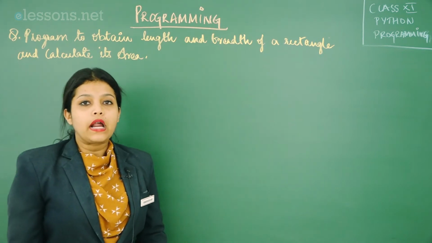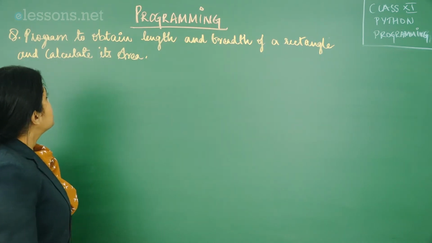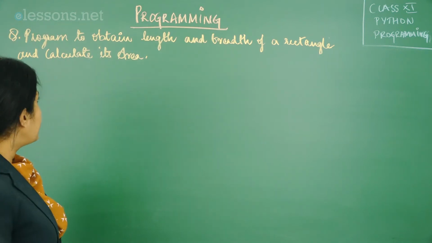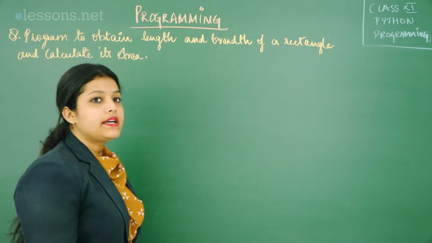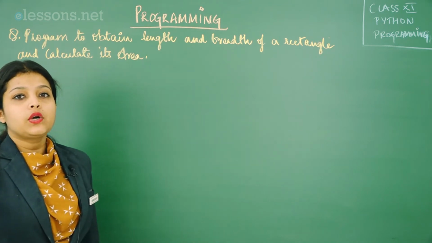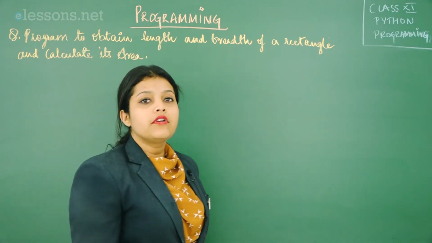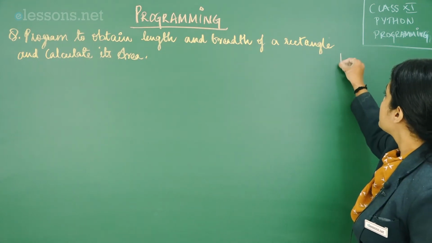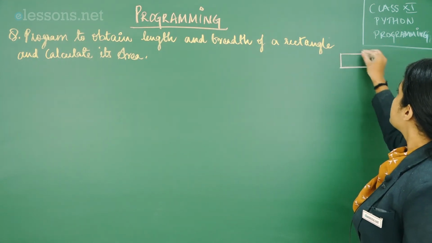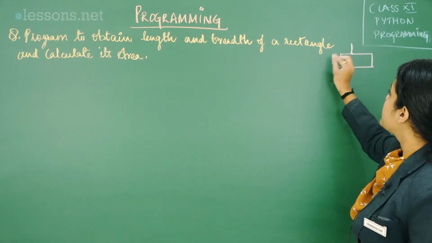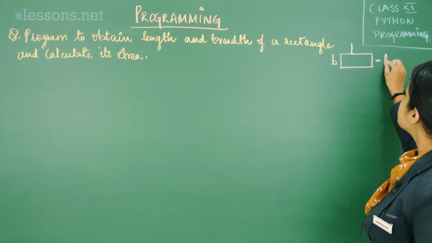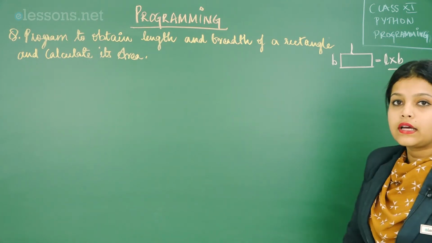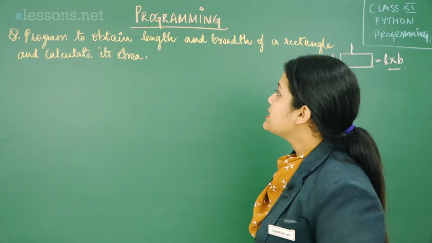So the next program given to us is a program to obtain the length and breadth of a rectangle and calculate its area. Now what is the formula for finding the area of the rectangle? This will be the length, this will be the breadth. So the area is length into breadth. Correct? Now, let us start.